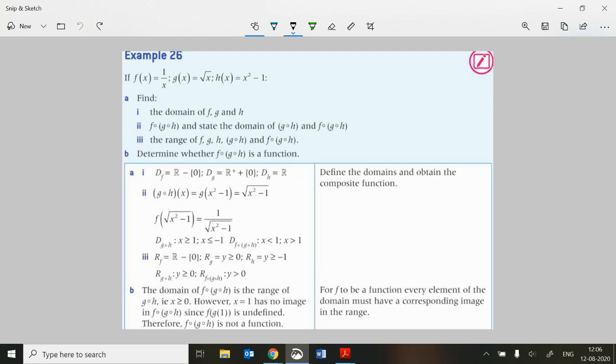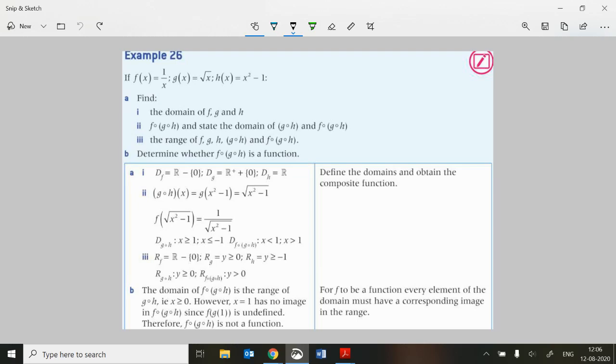They're saying the domain of f is R without 0, the domain of g is the non-negative real numbers, and the domain of h is anything we choose. Okay, straightforward so far. Okay, right. That's going to get trickier.